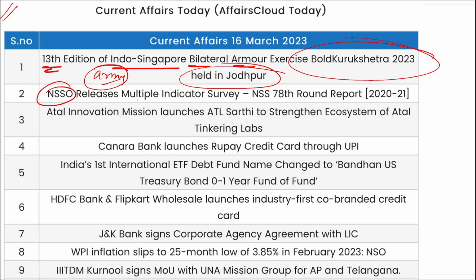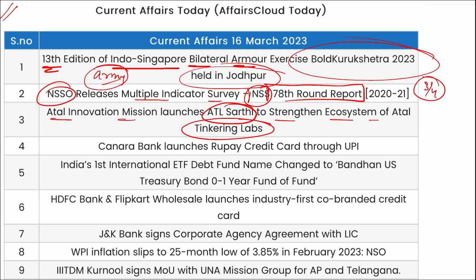NSSO has released a multiple indicator survey, and it stated that almost three-fourths of the rural households in India do not have a piped water connection. This was released during the NSS 78th round report. Atal Innovation Mission has launched ATL Sarthi to strengthen the ecosystem of Atal Tinkering Labs in various schools and help those students. Canara Bank has launched a RuPay credit card through UPI.